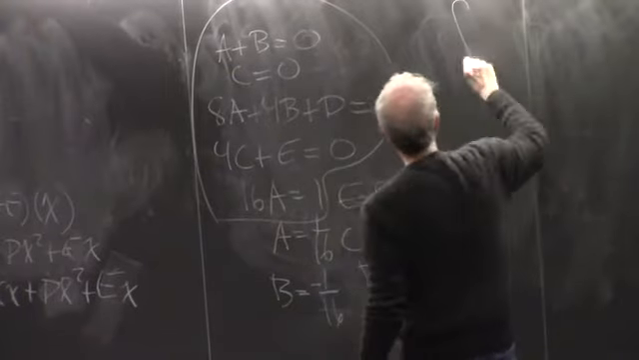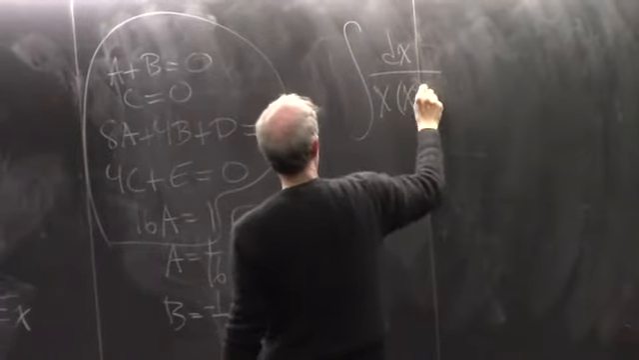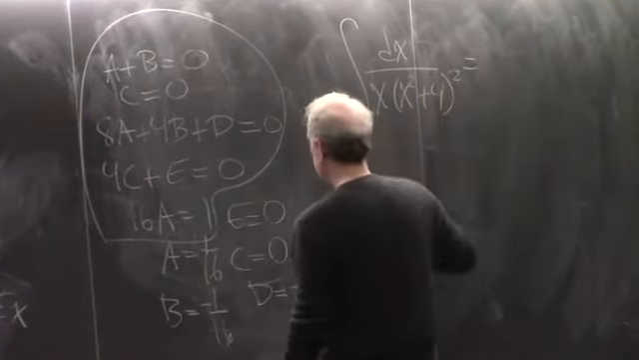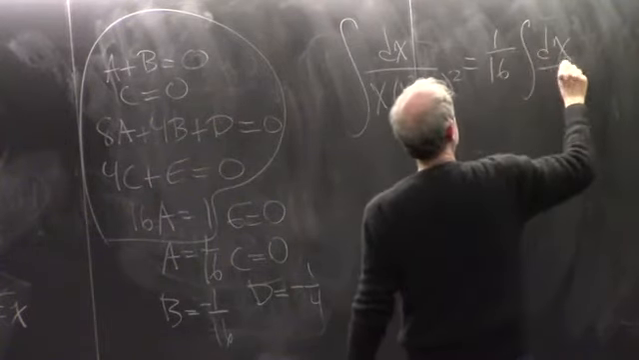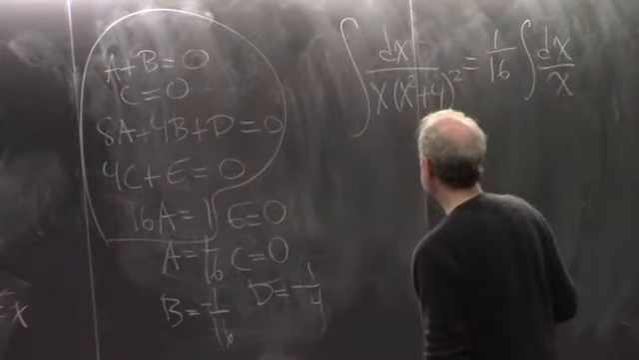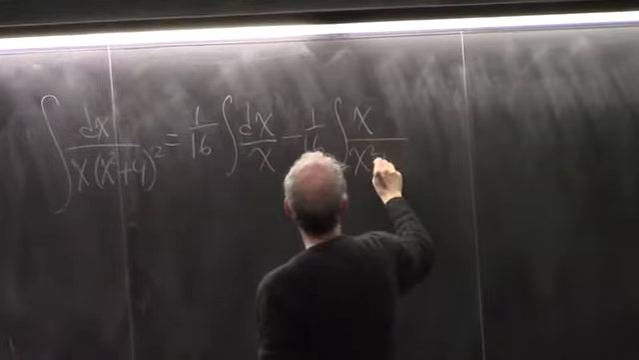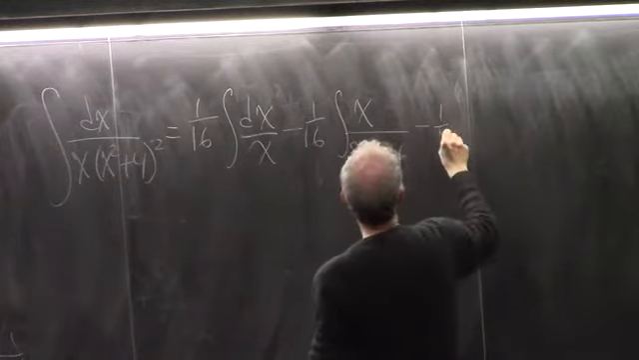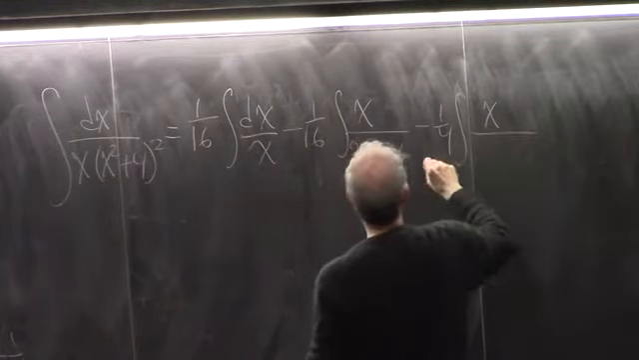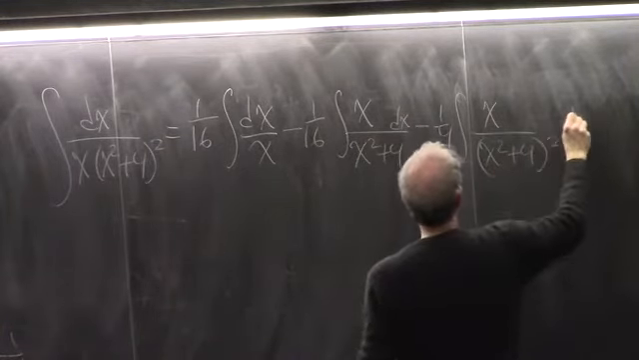That means that this integral, dx over x times x squared plus 4 squared equals a over x, so 1/16 dx over x, plus bx plus c, well c is 0, so minus 1/16 x plus 0 over x squared plus 4, plus dx plus e, so minus a quarter x over x squared plus 4 squared.